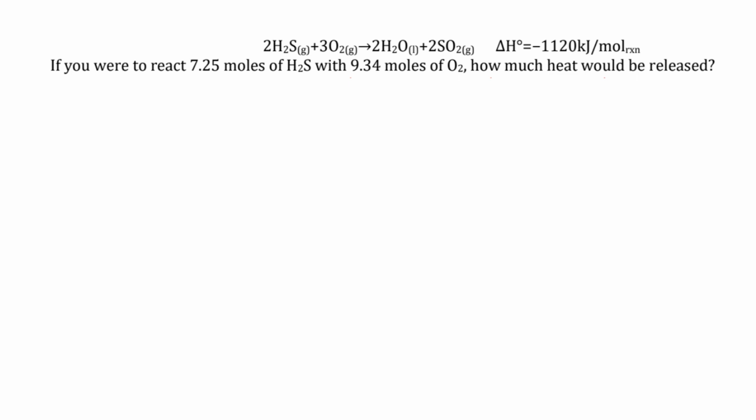All right, so we have 2H2S plus 3O2 makes 2H2O plus 2SO2. You have a delta H of negative 1,120 kilojoules per mole of reaction. If you were to react 7.25 moles of H2S with 9.3 moles of O2, how much heat would be released?